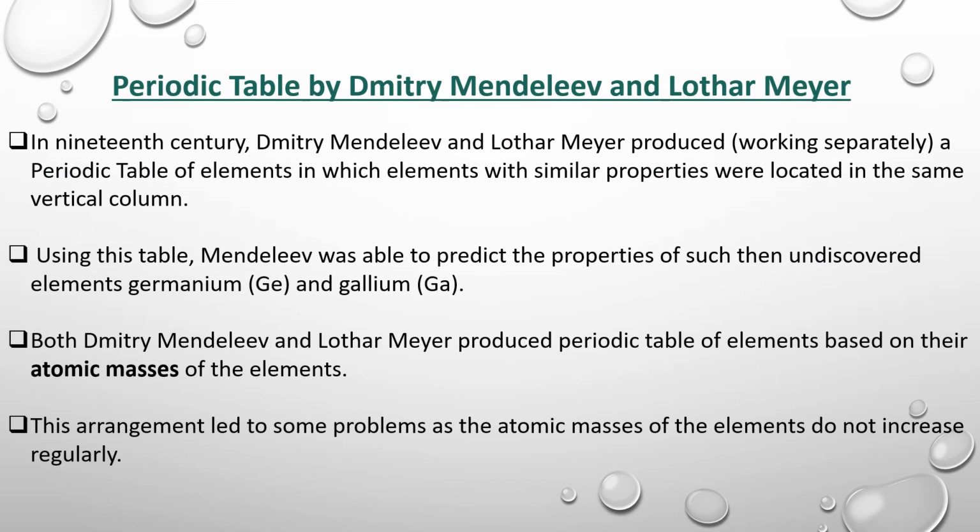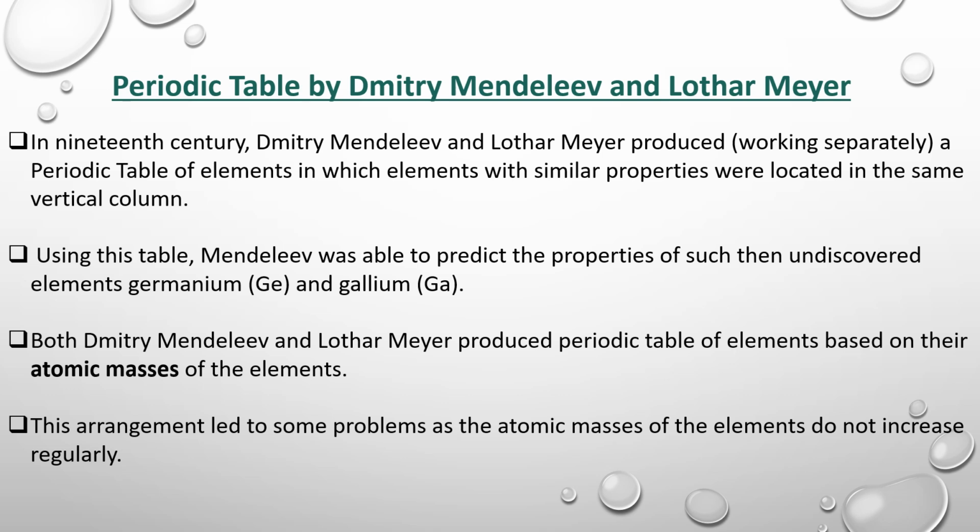Periodic table by Dmitry Mendeleev and Lothar Meyer. In the 19th century, Dmitry Mendeleev and Lothar Meyer produced, while working separately, a periodic table of elements in which elements with similar properties were located in the same vertical column. Using this table, Mendeleev was able to predict the properties of then undiscovered elements, germanium and gallium.